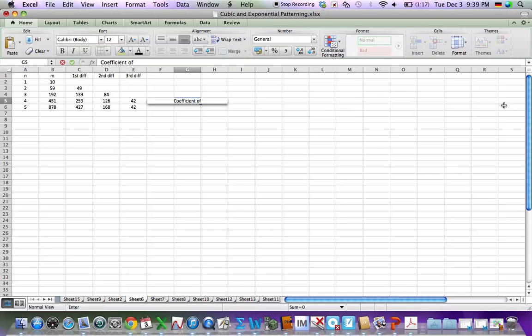So that means the coefficient of n cubed is 42 divided by 6, which is 7. So what that tells me is that the formula, the pattern, involves 7n cubed. Okay, take a minute just to make sure you've understood that.